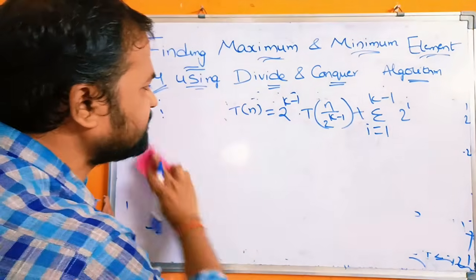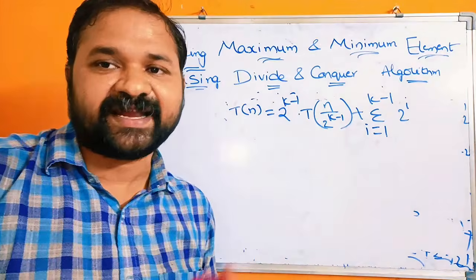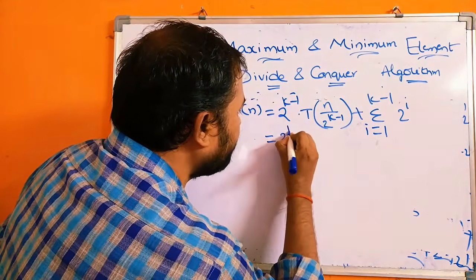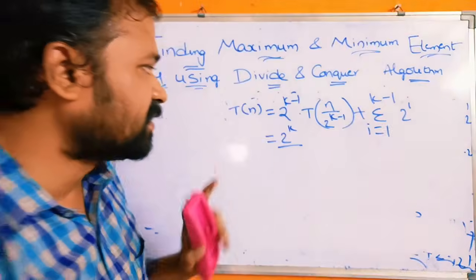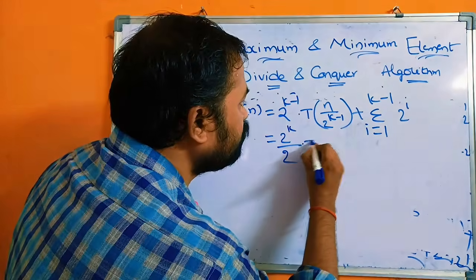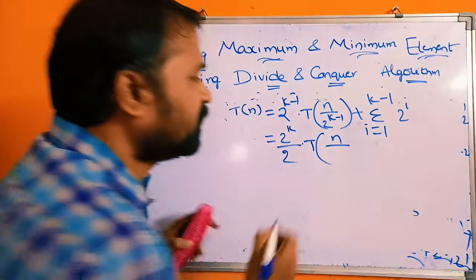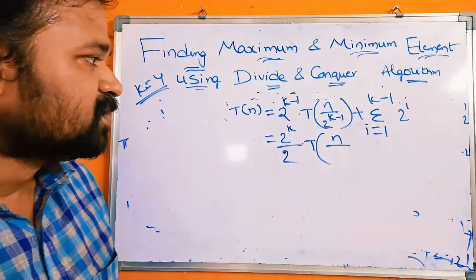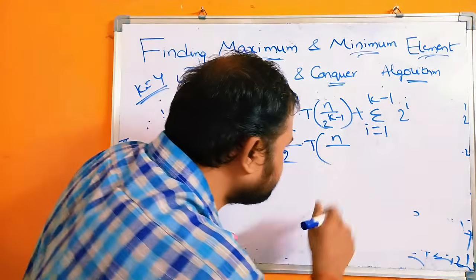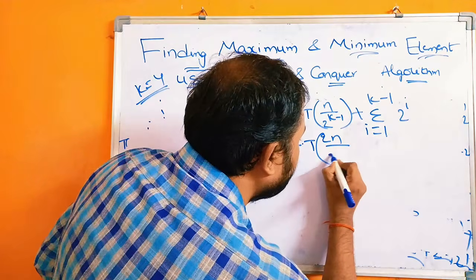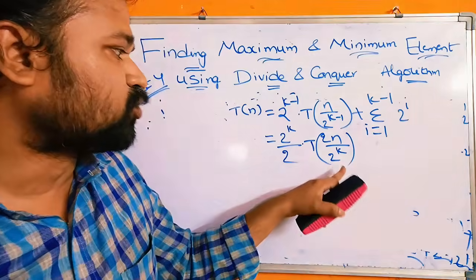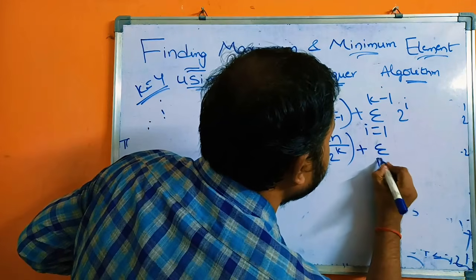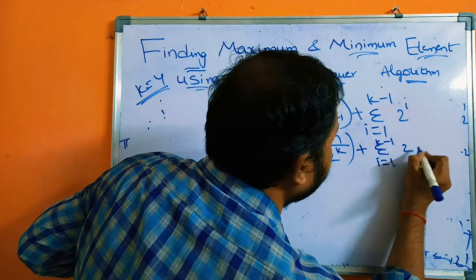So 2 power k minus 1. This is in the form of a power m minus n. a power m minus n is equal to a power m by a power n. So this can be written as 2 power k by 2 power 1. So 2 power 1 means 2 only. So into T of n by, this is also in the form of a power m minus n, a power m by a power n. So 2 power k by 2. So the denominator 2 will become numerator now. So this is nothing but 2 power k by 2, plus sigma i is equal to 1 to k minus 1 of 2 power i.